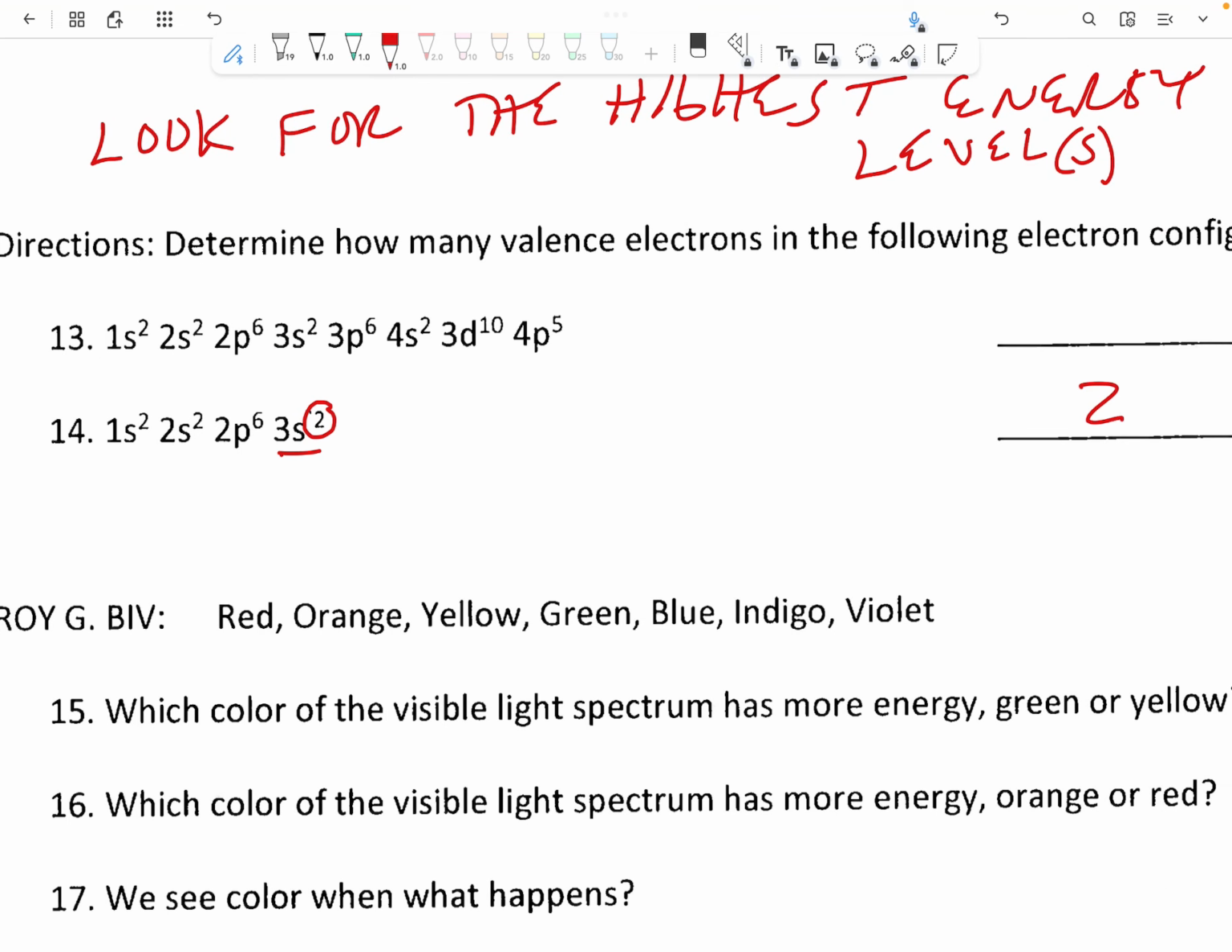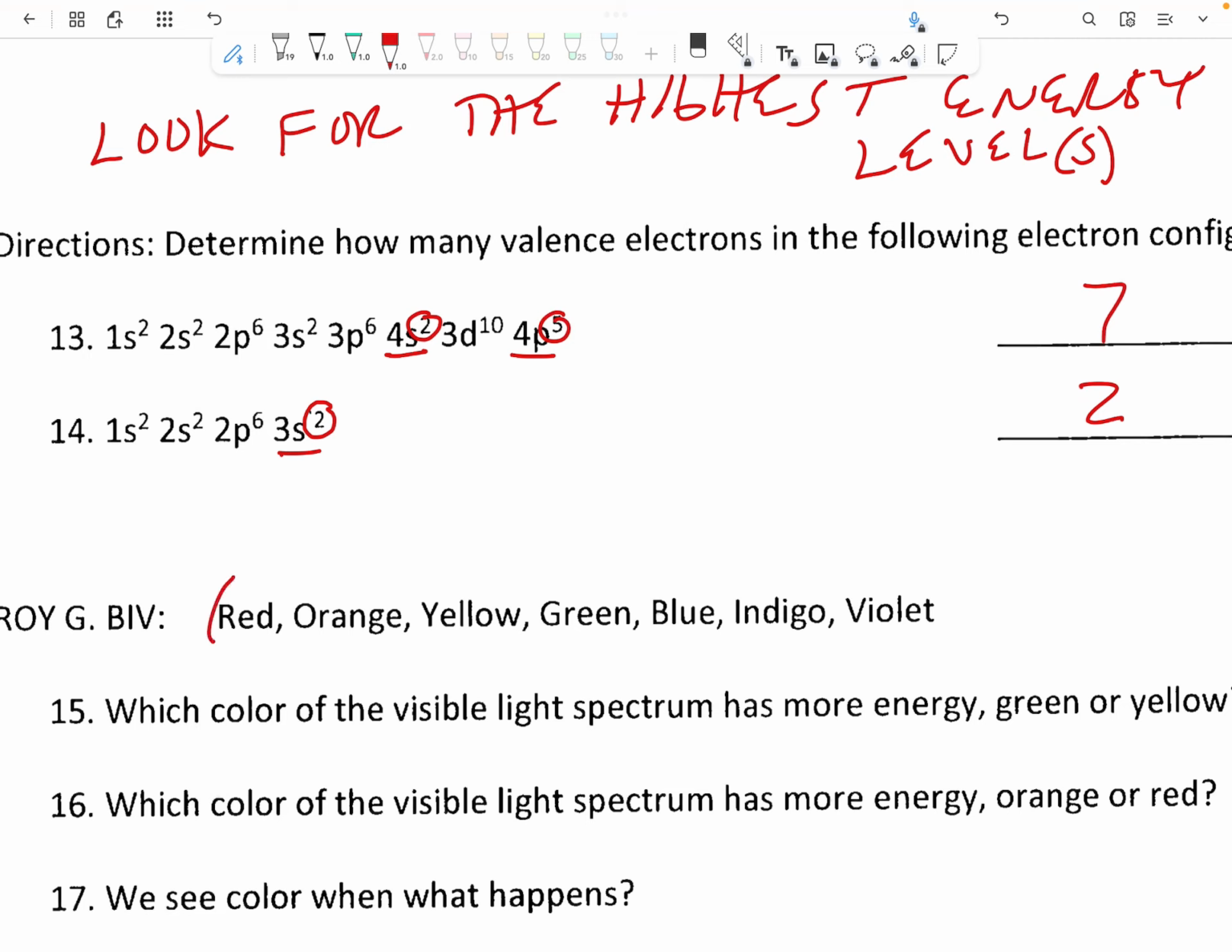For number 13, the highest energy levels present are 4s2 and 4p5. They are the highest. So all you do is take the 2 and the 5 and add them together, and that gives you 7.